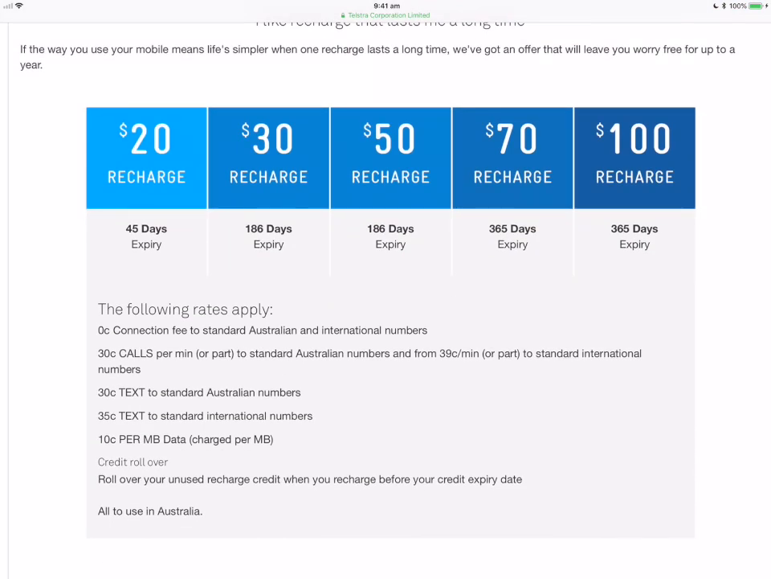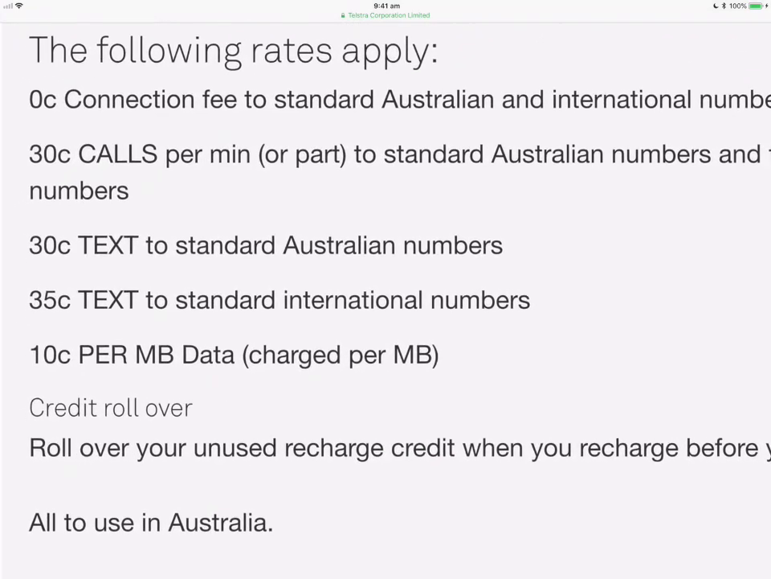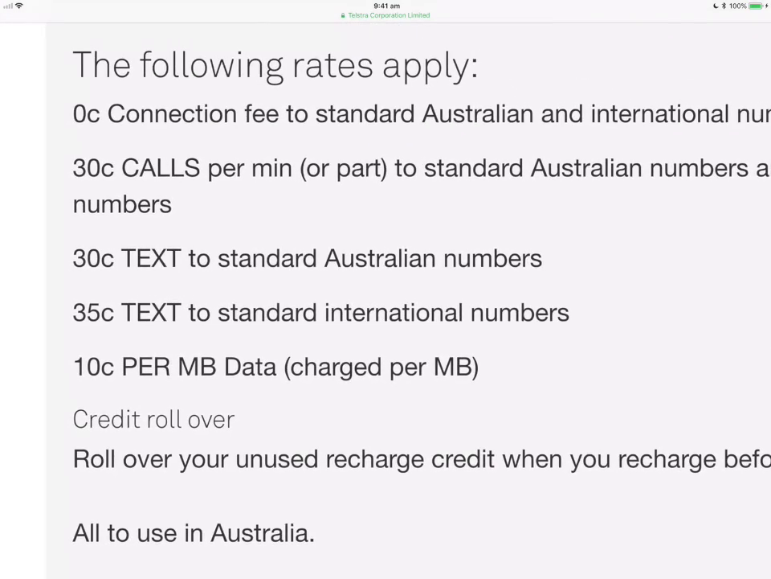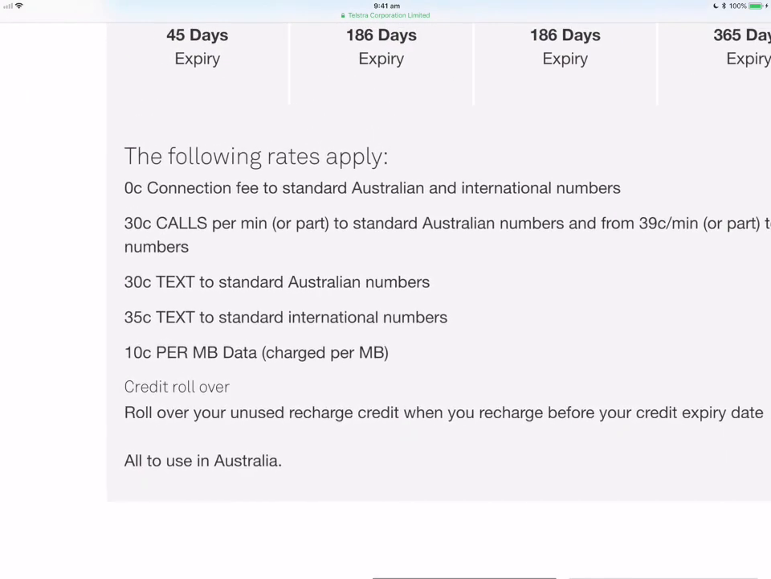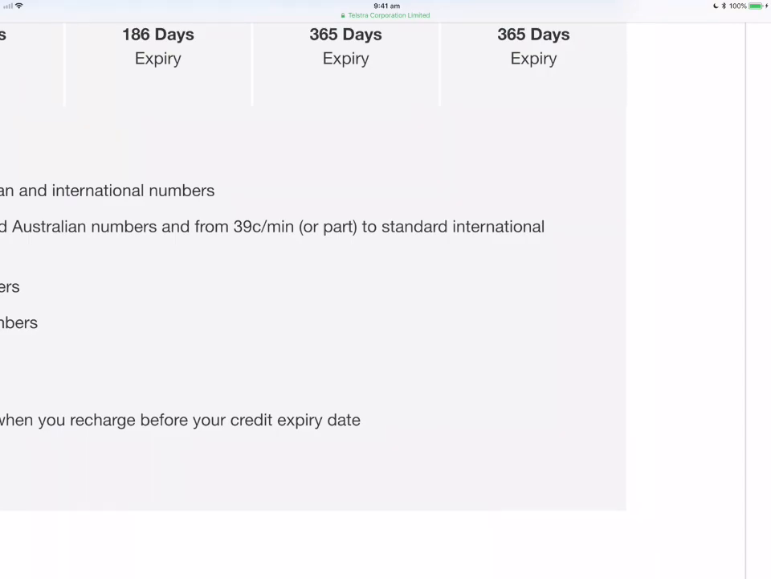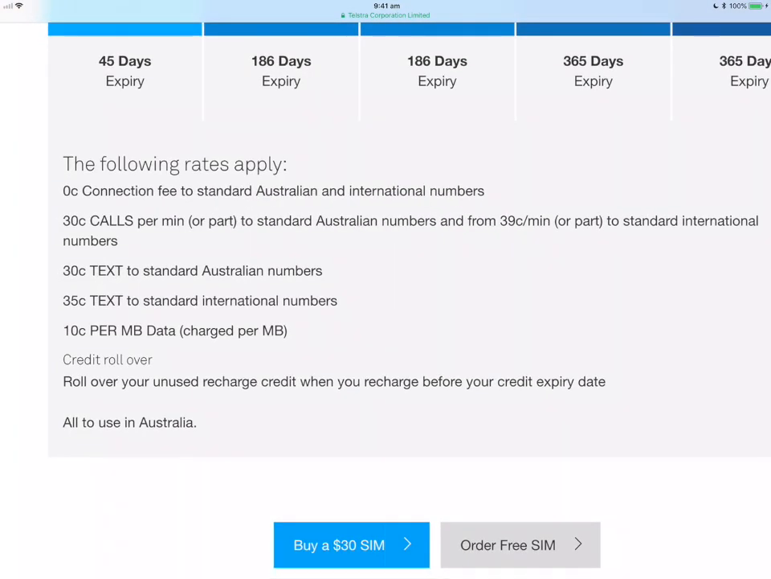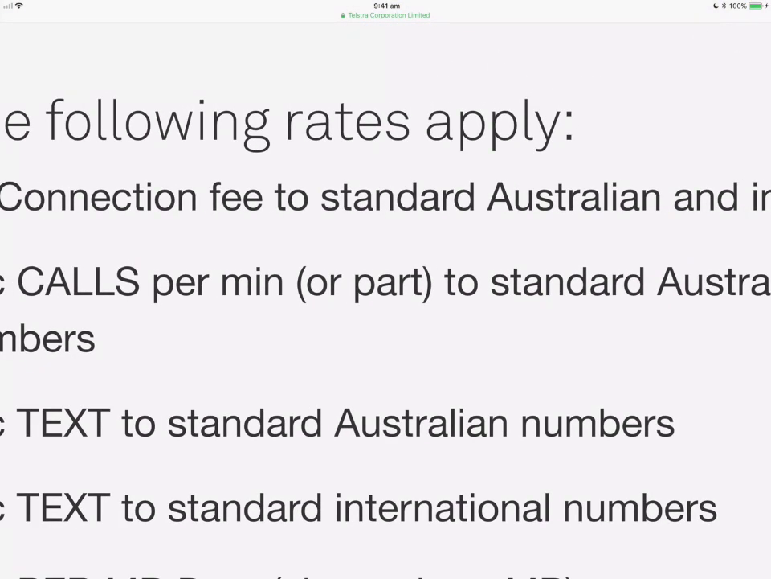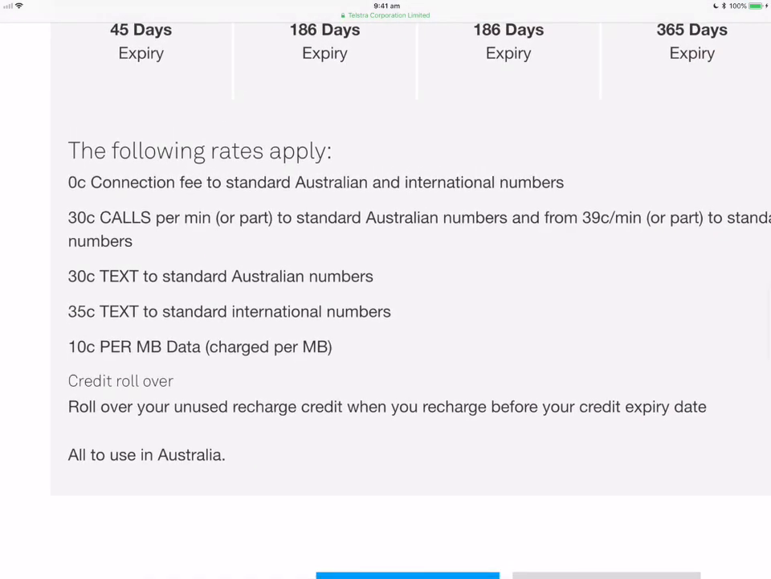Firstly, you'll notice that with the call rates, you don't have unlimited calls because you're charged at a certain rate. So if you're making an Australian phone call, you'll be charged 30 cents per minute or part thereof. And if it's an international phone call, it'll be 39 cents per minute. Okay, now this part thereof is really, really important to understand.